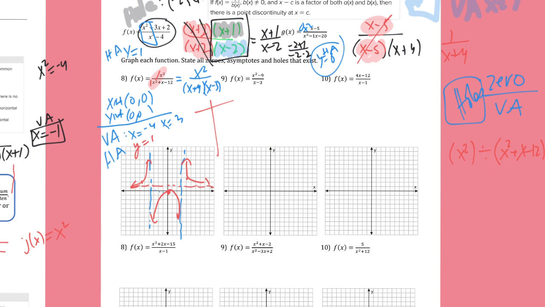Could you make a table? Yes. The domain would be anything except for negative 4 and positive 3. At those points, you'd see vertical asymptotes, so you'd see an error when x is negative 4 and when x is positive 3. Okay, so that is our first graph.